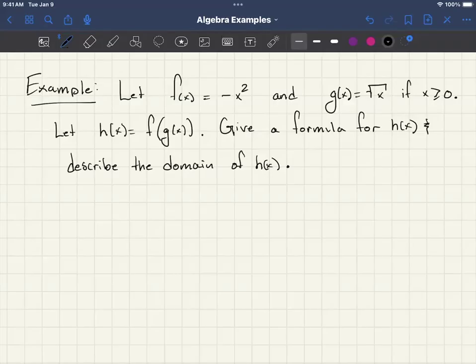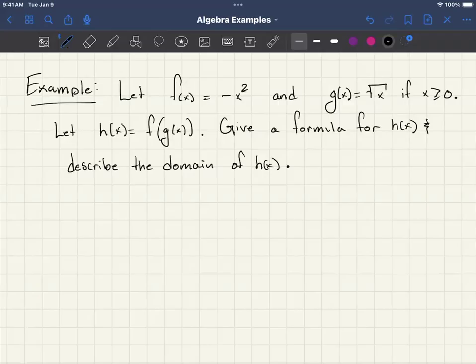We're going to be talking about composition of functions as well as finding the domain of a function. So remember, the domain of a function is basically the numbers that we can put into a function, the things that we can feed to a function that it is capable of digesting.